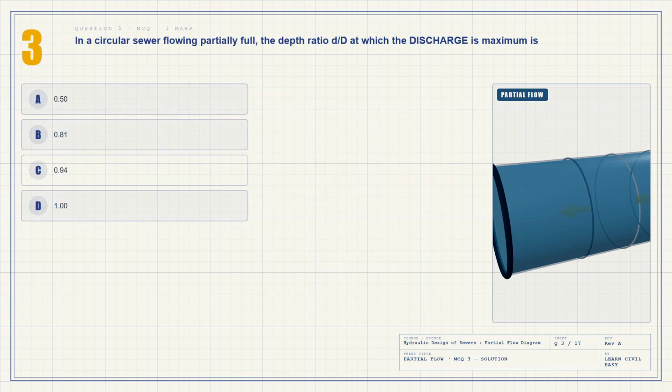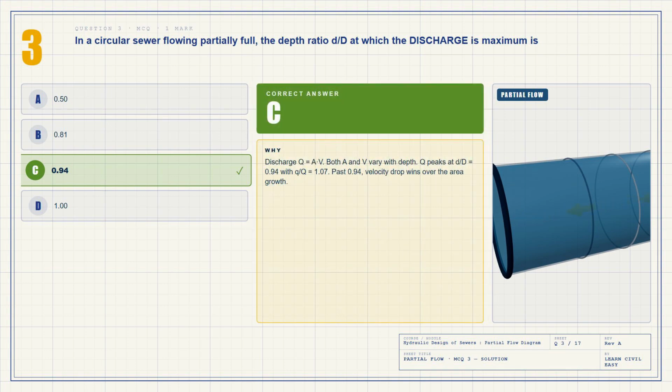Question 3. The correct answer is C, 0.94. Discharge is the product of area and velocity. It reaches its maximum at d over D equal to 0.94, where q over Q equals 1.07. Beyond 0.94, area increases very slowly while velocity drops, so total discharge falls.